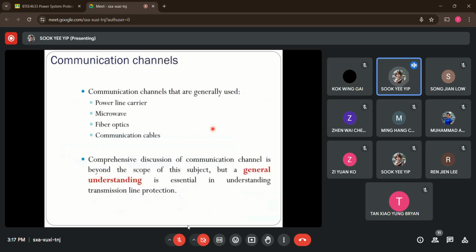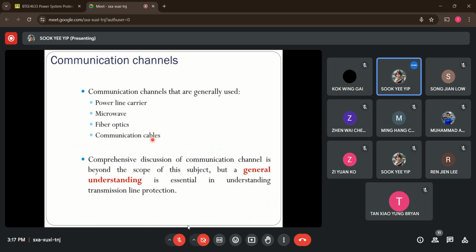So now let's move on here. For communication purposes, there are different communication channels you can use. All right, so here we have 4 choices to use. One is known as power line carrier. In this case, the transmission line itself is used as the communication channel. We can also use a microwave system, a fiber optic link, as well as the telephone line. The communication cables here, you can use to inject the high frequency signal for data exchange.